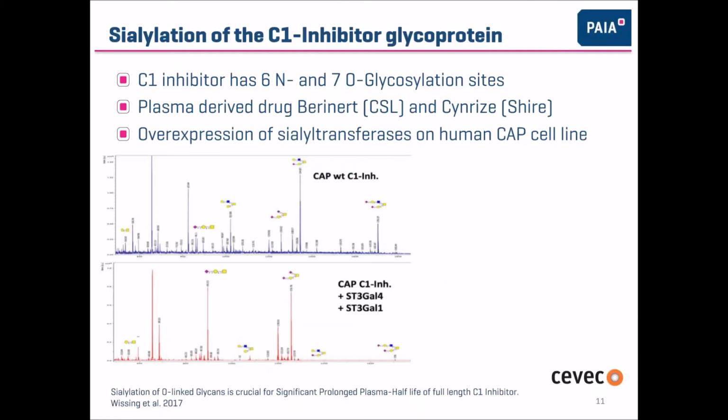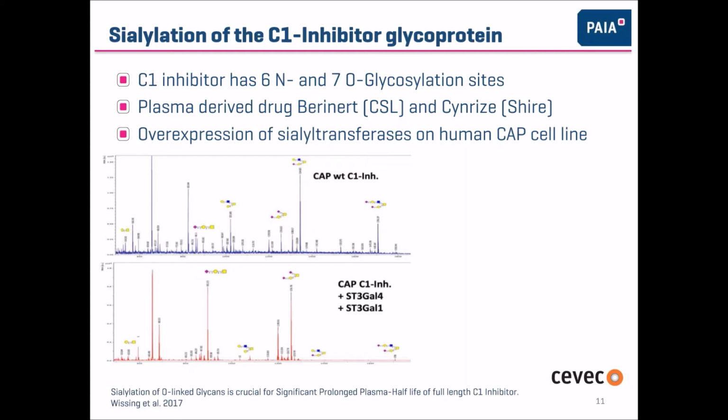So let's have a look at some of the most recent examples where that has happened. And this is the first example I want to share with you. This is work on the sialylation on the C1 inhibitor glycoprotein, which is a really complex molecule and which has 6 N- and 7 O-glycosylation sites.